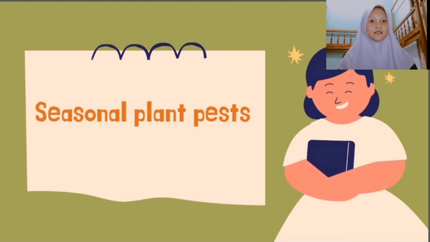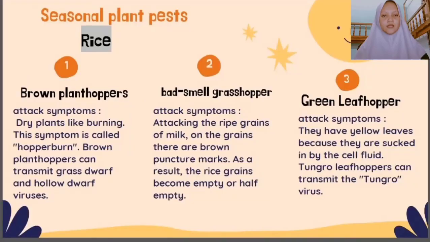Next, seasonal plant pests. Rice. 1. Brown planthoppers. Attack symptoms: dry plants like burning. This symptom is called hopper burn. Brown planthoppers can transmit grassy stunt and wilted stunt virus.